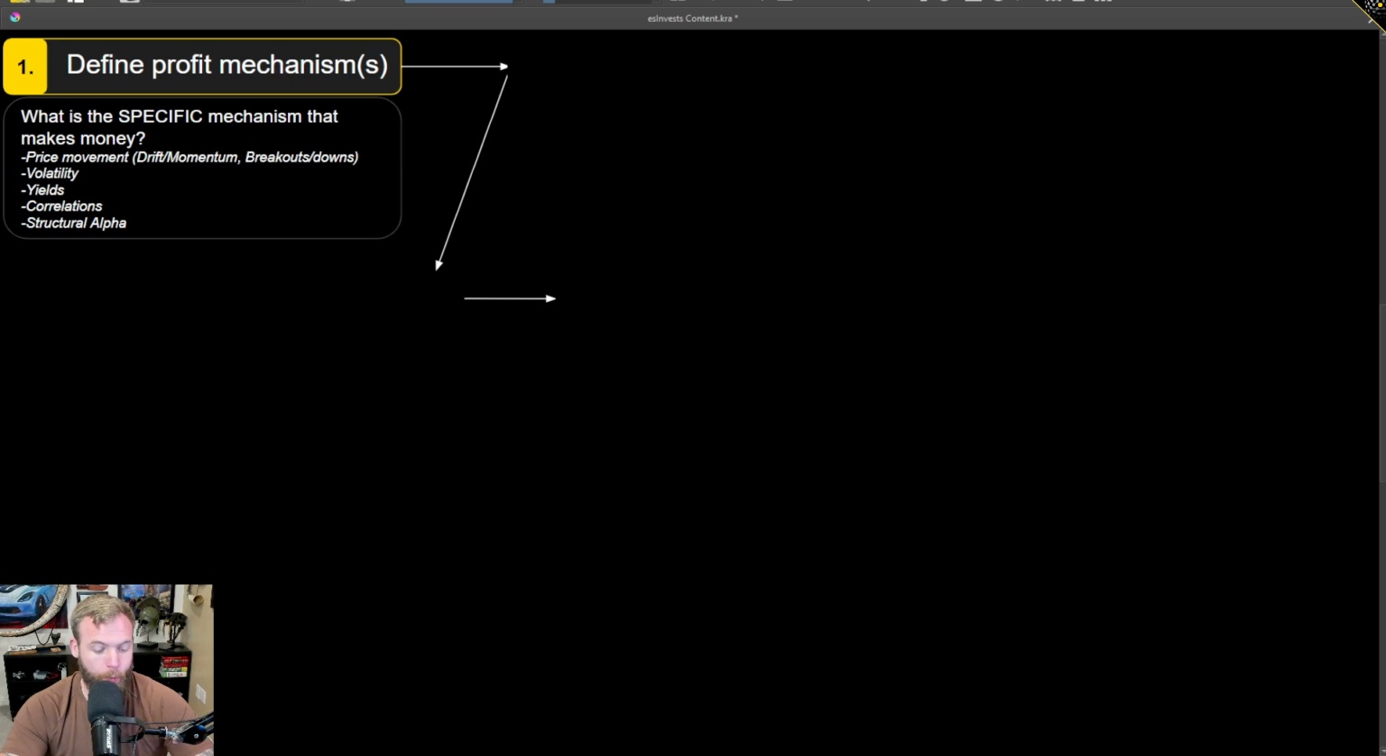But before we even decide if we're going to buy a vertical, sell single options, buy single options, trade a diagonal, the very first step here is actually to define clearly the profit mechanism. What is a profit mechanism? Simply put, it is the specific thing that makes you money in your trade, provided things go our direction.